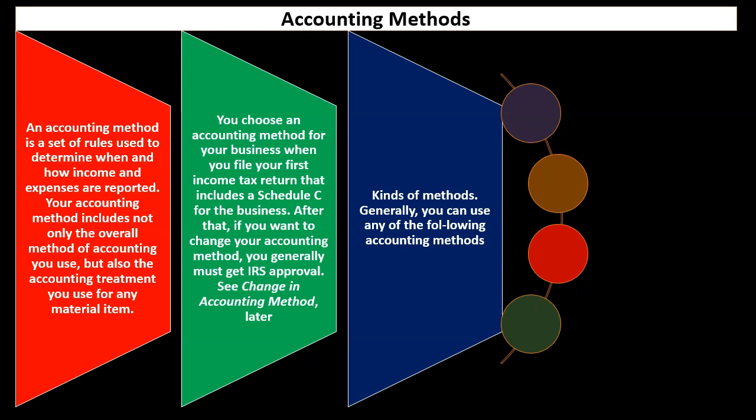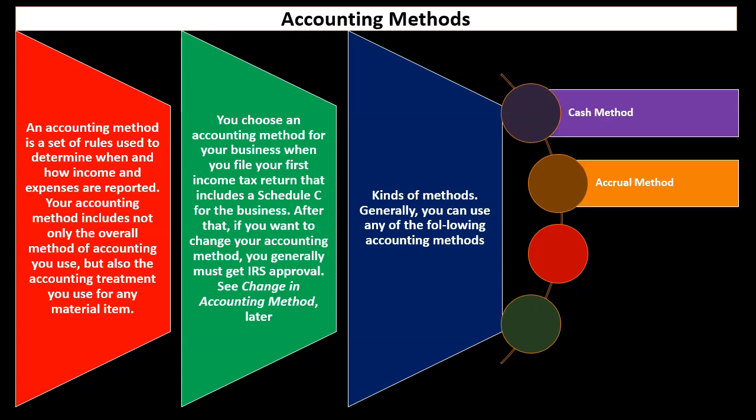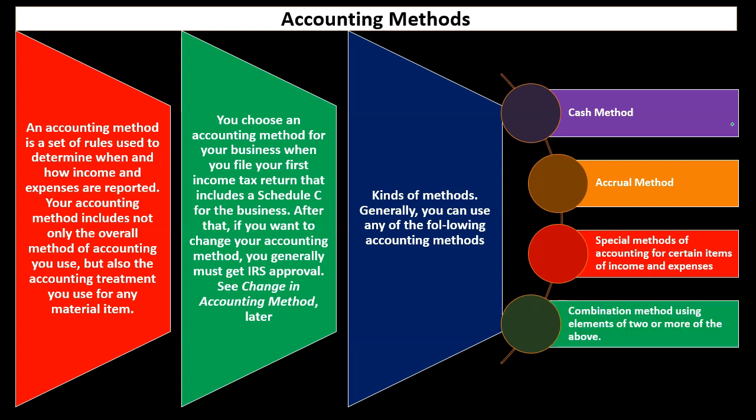Kinds of methods. Generally, you can use any of the following accounting methods. We have a cash method. We have the accrual method. These are the two main points, and most times we think about these two methods as if they're opposites, like you can't mix the two. But you do also have special methods for accounting for certain items of income and expenses, and a combination method using elements of two or more of the above.